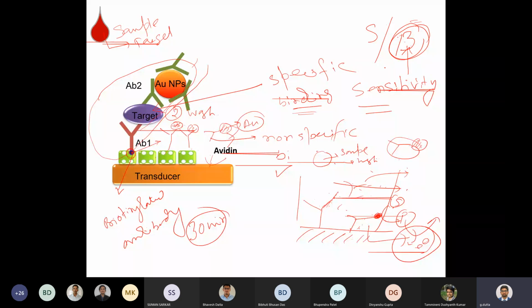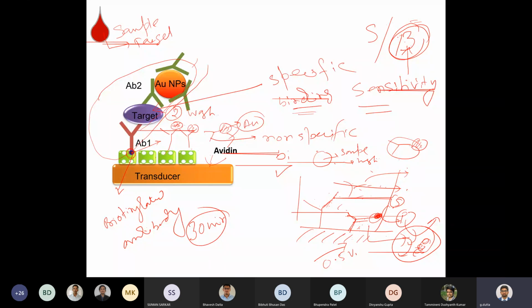But if somehow your secondary antibody that is conjugated with gold non-specifically adheres on the surface, because of the catalytic reaction of the gold and substrate, it will form the product, and this product will be oxidized when we apply some potential, like the 0.5 volt we are applying. During that time, this product will be oxidized and release the electron. So basically you are getting background.